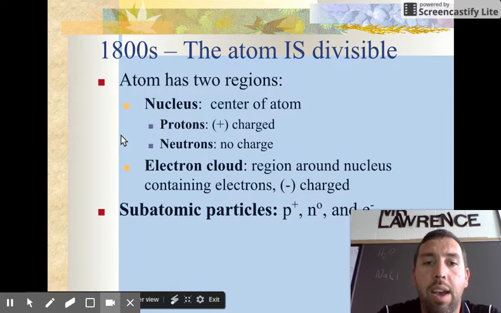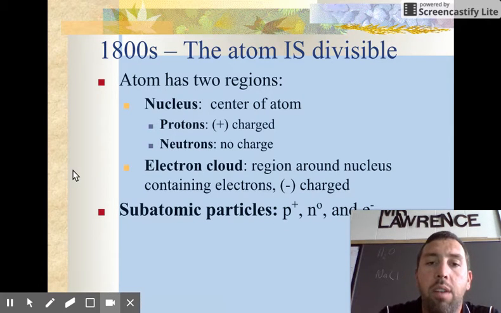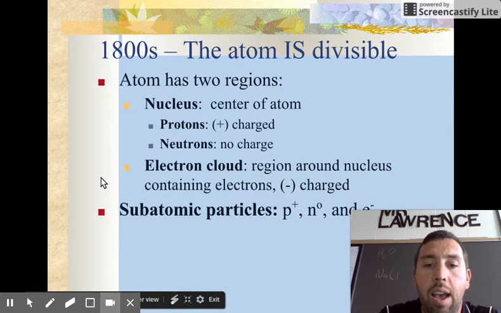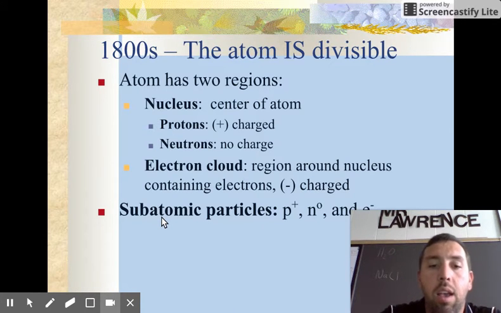And now today we accept the idea that nuclei are the center of the atom, that we have protons with a positive charge, we have neutrons with no charge, and we have an electron cloud on the outside where electrons exist. Now, how do we get here? Well, I want to talk to you about another experiment that helped us understand the model we accept today. But before we get that, let's make sure we understand what subatomic particles mean.